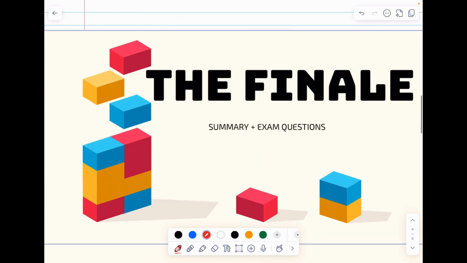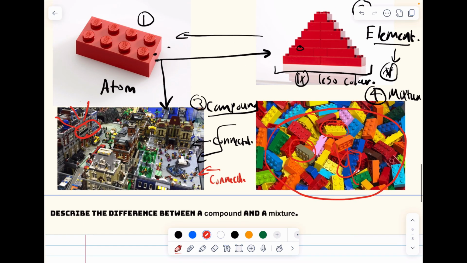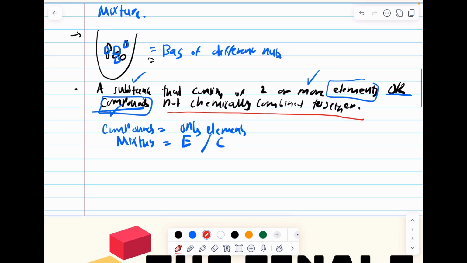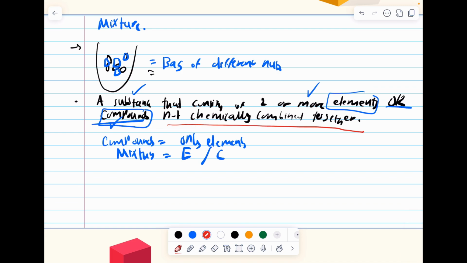Okay, so this picture really sums it up. Look at all the different types of colors, all the different types of blocks. You have orange, you have red, you have green, and they're not bonded together. They're not connected together. It's just a stash of Lego blocks. And that should summarize it for you perfectly.